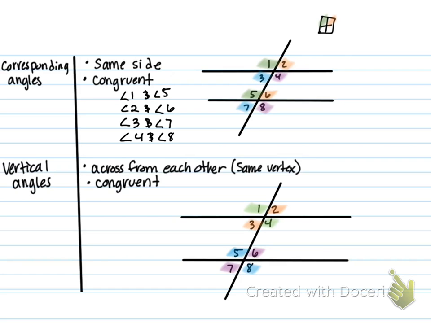The thing that has them as a pair is that they have the same measure. So the measure of angle 1 and the measure of angle 4 are the same. Angle 1 is a vertical angle to angle 4. Angle 2 and angle 3 are vertical angles. Angle 5 and angle 8 are vertical angles, and the last vertical angles are angle 6 and angle 7.